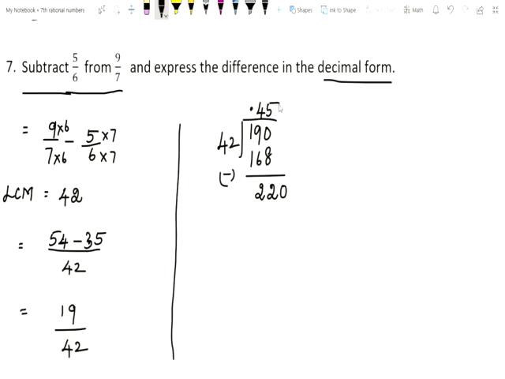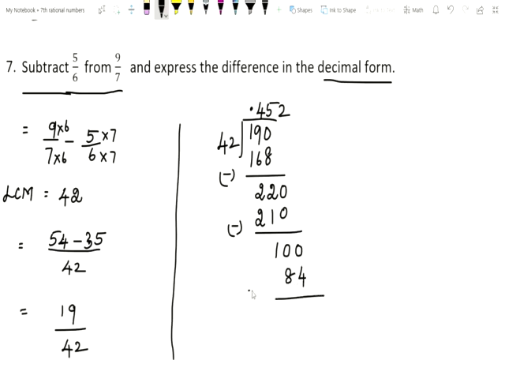5 times. Okay. So 5 2s are 10, 0, remaining 1. 5 4s are 20, 20 plus 1, 21. Now you subtract this. 220 minus 210, you will get 10. Next you add 1 0, 100. In 100, how many 42s are there? 2. So 2 2s are 4, 2 4s are 8.